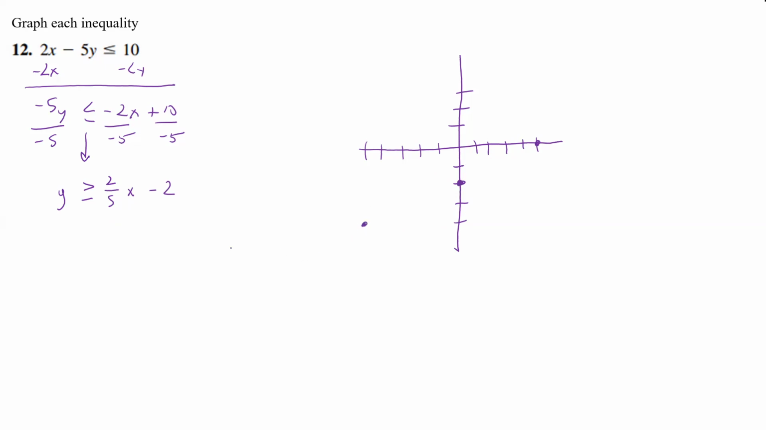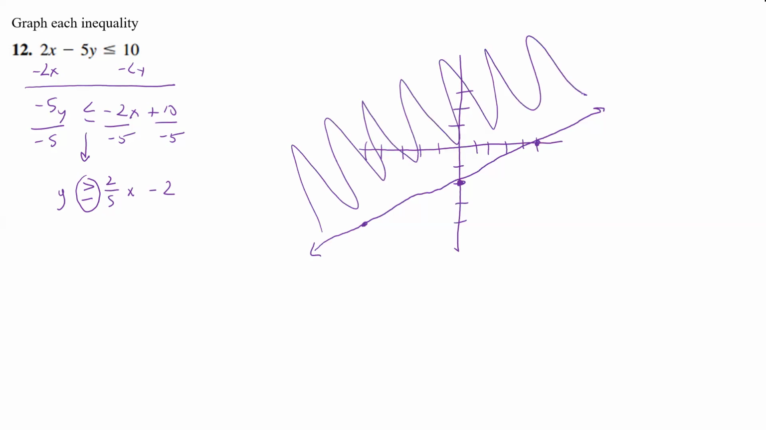And then we can draw our line. Now, in this case, because it's greater than or equal to, it's going to be a solid line. If that had been just greater than, then we'd have a dotted line. But because it's greater than or equal to, it's going to be a solid line. Because it's greater than, that means everything over here is going to be our solution. And so that is how we graph y greater than or equal to 2/5 x minus 2, everything above here.